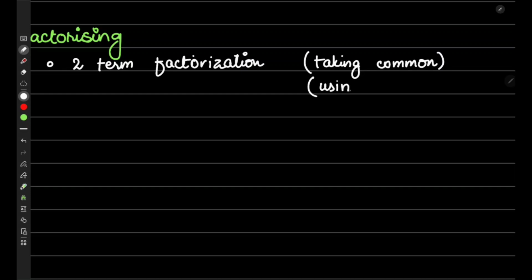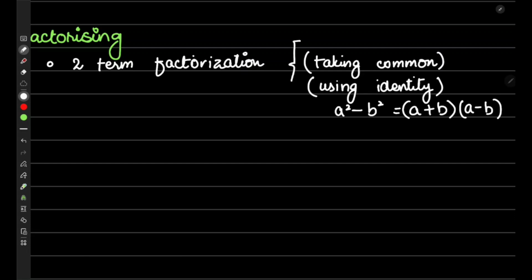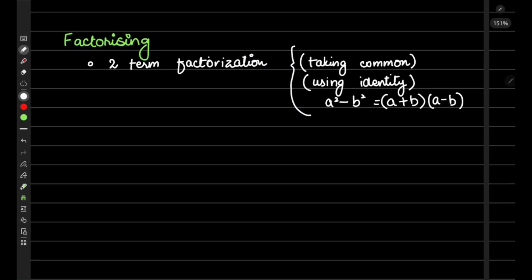Which identity do we mostly use in two-term factorization? a square minus b square equals a plus b times a minus b. Okay, this is your factorizing thing, two-term factorization. And there will be three-term factorization, meaning the quadratic equation factorization.